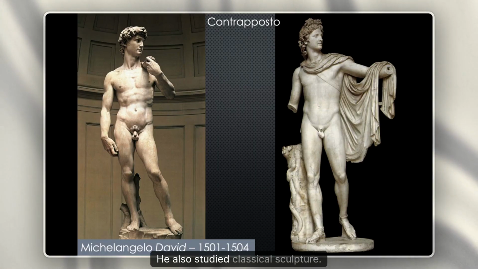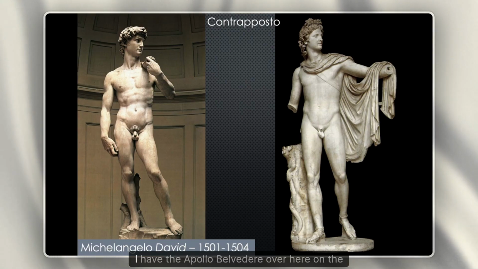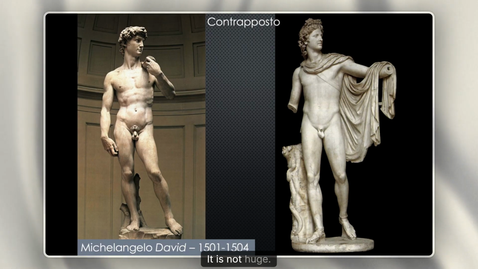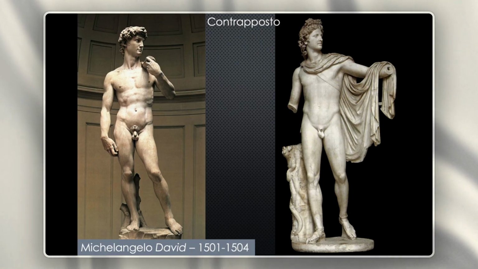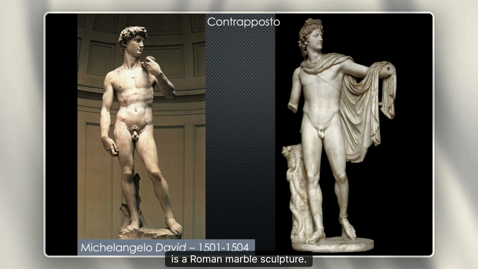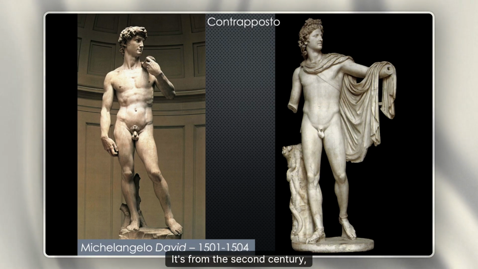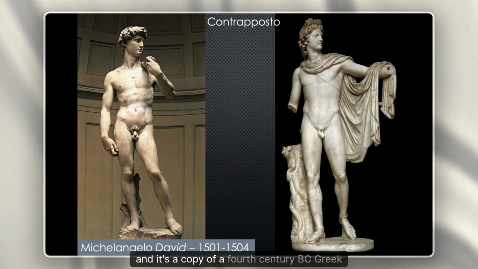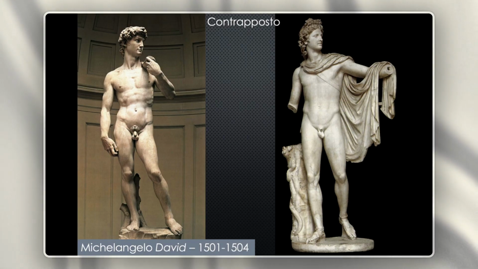He also studied classical sculpture. I have the Apollo Belvedere over here on the right. It is not huge. It's like people-sized. It's life-sized. But you can notice that this piece, the Apollo Belvedere, is a Roman marble sculpture. It's from the 2nd century, and it's a copy of a 4th century BC Greek sculpture.